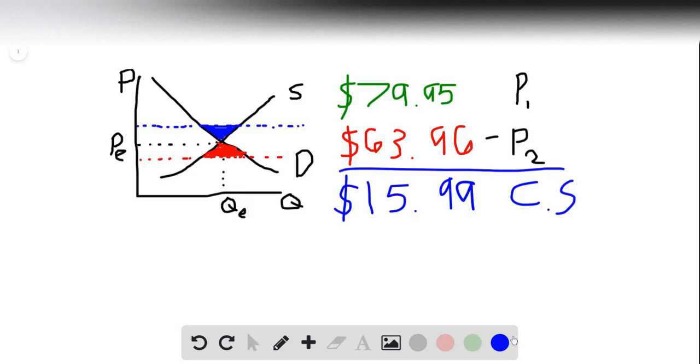And producer surplus is the difference between actual price and equilibrium price, but in the opposite direction. Consumer surplus is a benefit to the consumer. Producer surplus is a benefit to the producer of the good. In this case, the mall that Melanie is buying the product from.